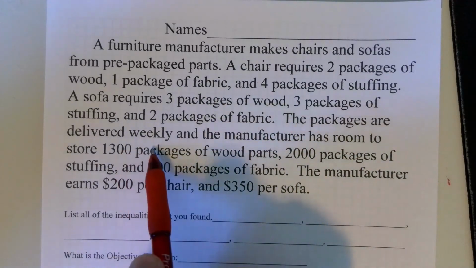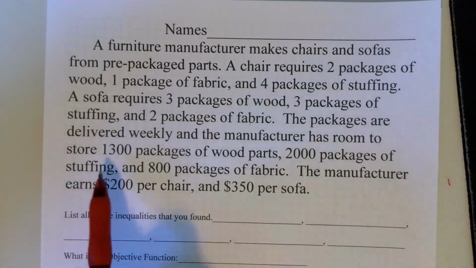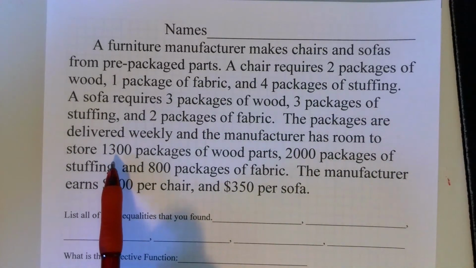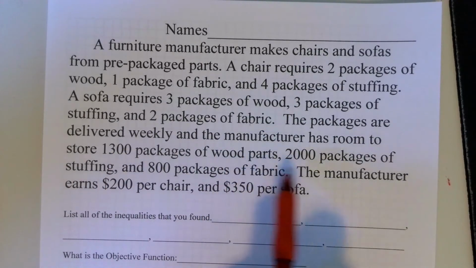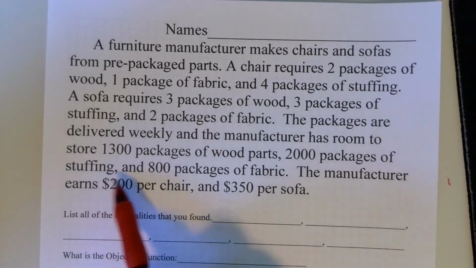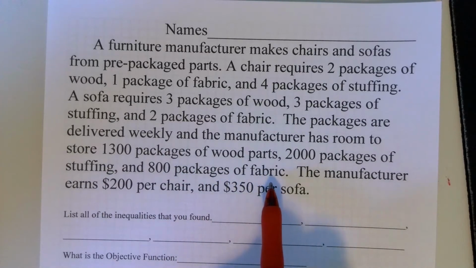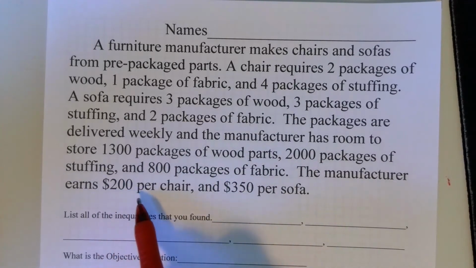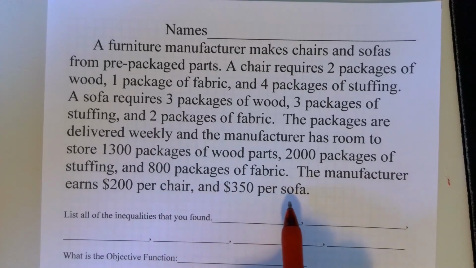The packages are delivered weekly and the manufacturer has room to store. Ooh, so they have storage issues. So they can only store 1,300 packages of wood, 2,000 packages of stuffing, and 800 packages of fabric. The manufacturer earns $200 per chair and $350 per sofa.